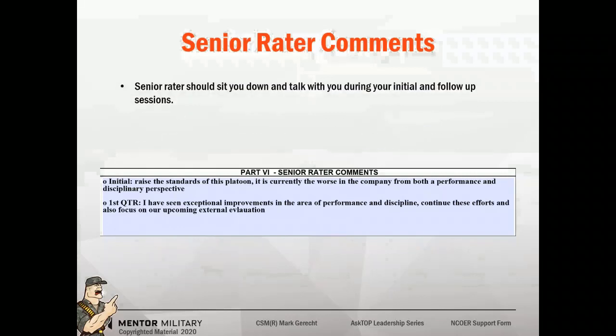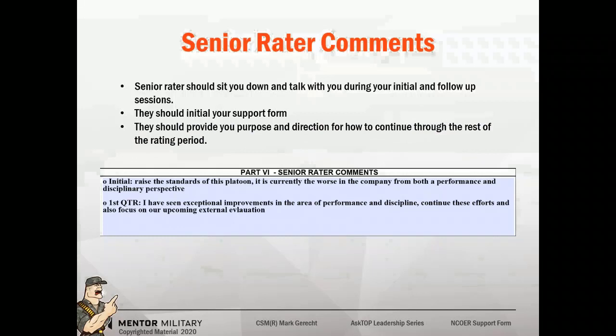So, as I said, they need to sit down and talk to you during your initial and your follow-up. They should initial your support form. It should be returned to you so that you know your senior raters involved in the process. They should provide you purpose and direction on how to continue through the rest of the rating period. So it's a joint effort between your rater and your senior rater.